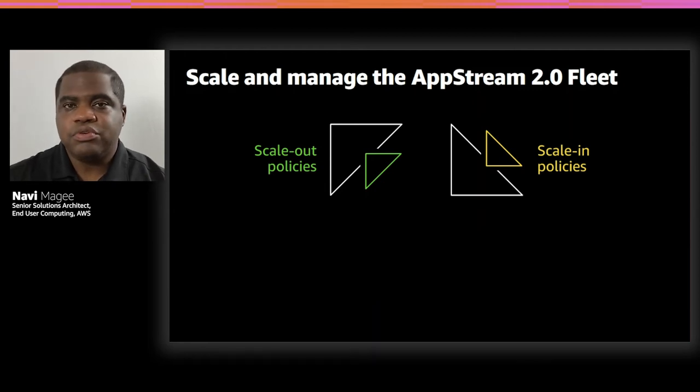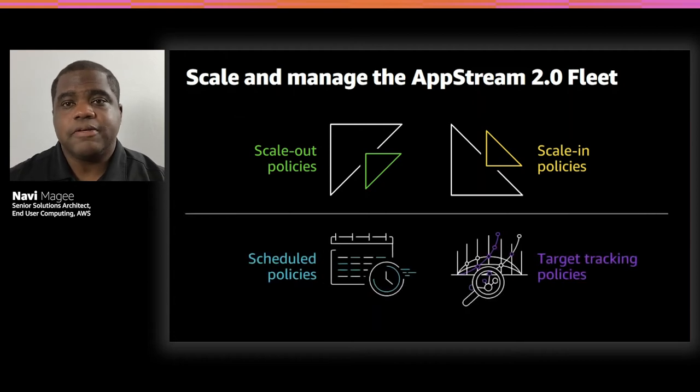Let's say that you have users coming on for the workday at 7 a.m. and you know typically around 5 p.m. or 6 p.m. they would log off for the day. Well, with that, you can use a schedule policy. With schedule policies, you can determine the time at which your instances will start to scale out, as well as at what time they would scale in.